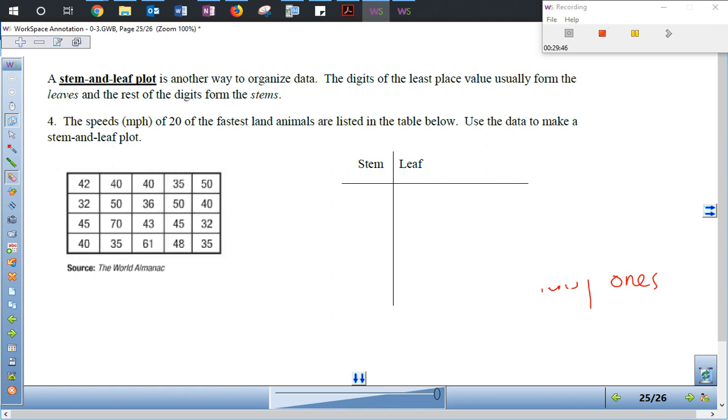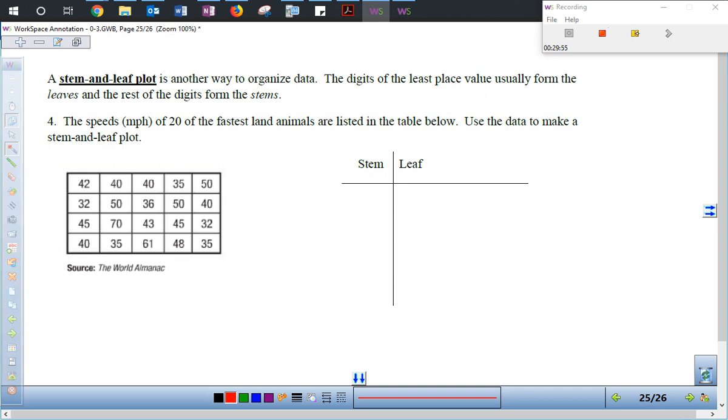On number 4, it says the speeds in miles per hour of 20 of the fastest land animals are listed on the table below. Use the data to make a stem and leaf plot. Just like with the graph, we need to make sure that we give this a nice title. The title is clearly given to us: the speeds in miles per hour of 20 of the fastest land animals. So I'm going to just put that up here.